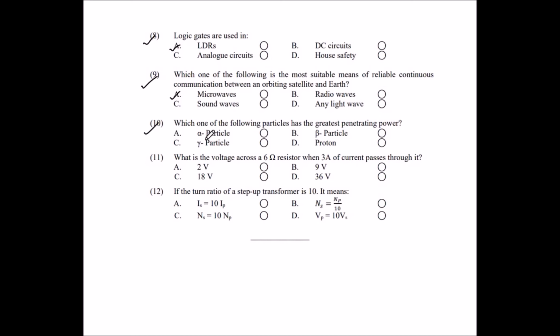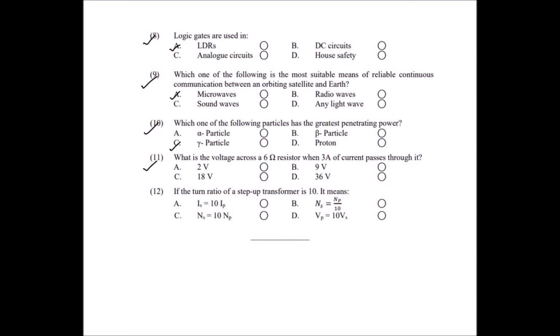Number 10. Which one of the following particles has the greatest penetrating power? You have 4 options: alpha particle, beta particle, gamma particle, and proton. What is the rule of penetration? The particle least in size penetrates more. If you look at the options, gamma particles are least in size, that's why they have the greatest penetrating power. Option C is the right answer.